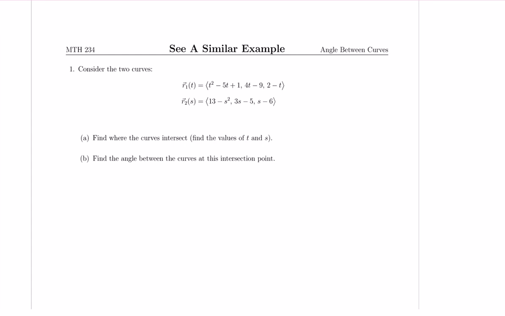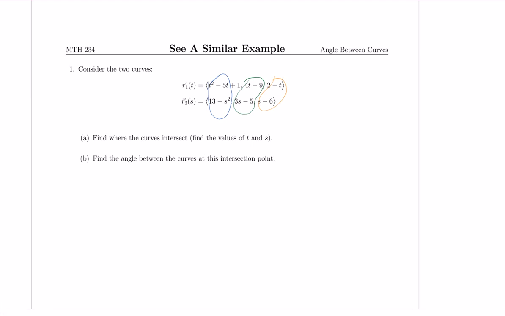So the easiest way to think about this is that if the two curves intersect in a point, then the x-coordinates at that point have to be the same, the y-coordinates have to be the same, and the z-coordinates have to be the same, because after all, it's the same point. So this gives us a system of three equations. The x-coordinates must be the same, the y-coordinates must be the same, and the z-coordinates must be the same.